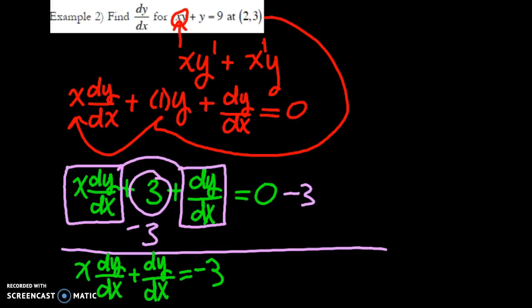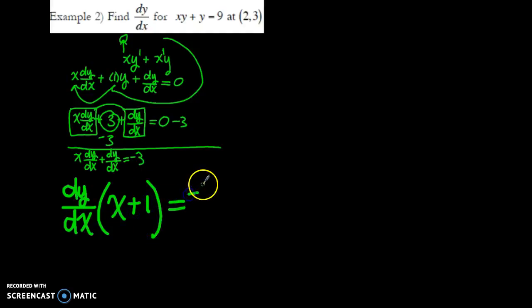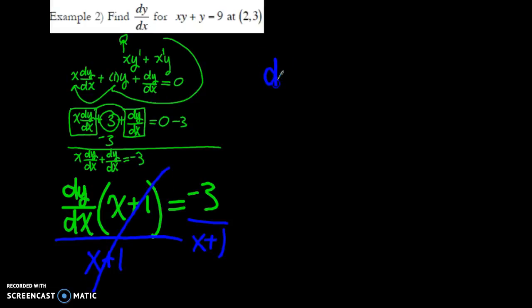Now you can factor dy dx from both sides. First I'm going to shrink it. And so factor out the dy dx, undistribute it, leave it with x here, plus 1. Okay, one thing left to do now is isolate dy dx. And there's your answer.